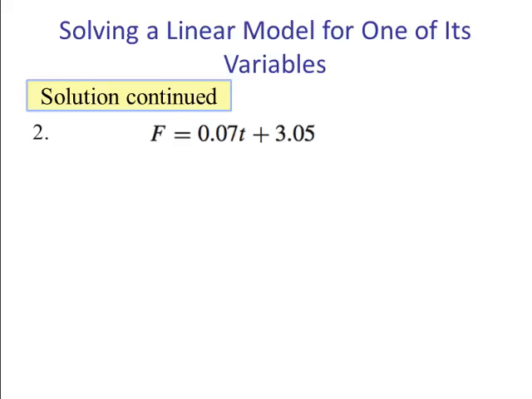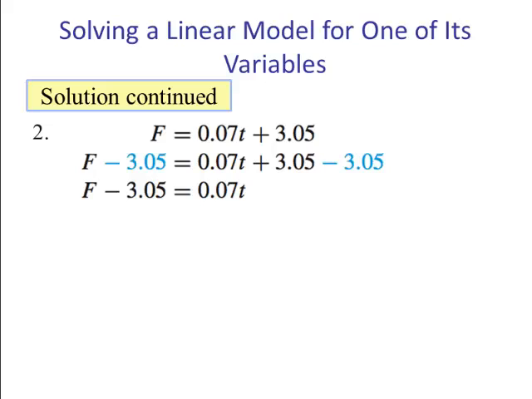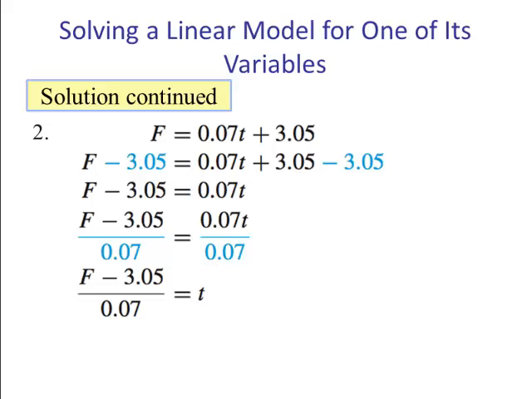Number 2, we start off with our equation. To solve for t, we need to get rid of 0.07 and 3.05. 3.05 is being added, so it goes first. We do the opposite and subtract $3.05 from both sides of the equation. We are left with F minus $3.05 equals 0.07 times t. The last step is to divide by 7 cents, and we have t is equal to F minus $3.05 divided by 7 cents.